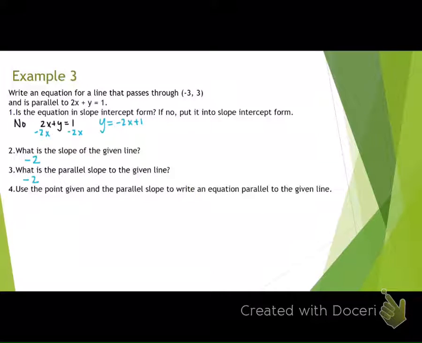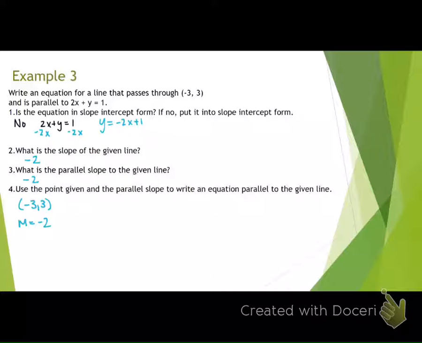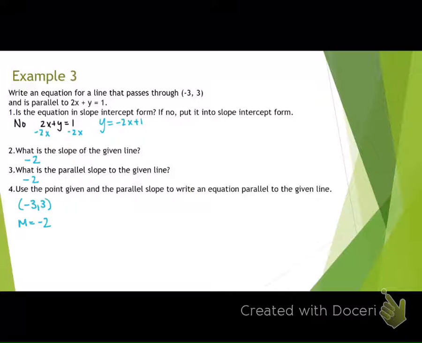Okay, so we are done with this equation here. Do you understand that? Yes. That equation is only used for its slope, and then you are done with it. So now we can write an equation using the point they gave us. What's the point they gave us? (-3, 3). And our parallel slope, which is? -2. And what form, Justin Crater, are we going to have to start in?